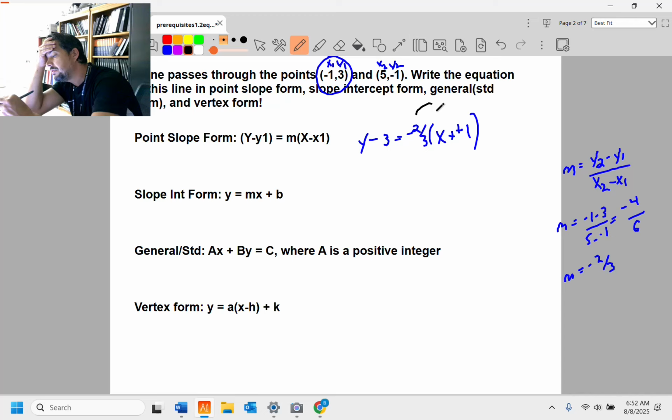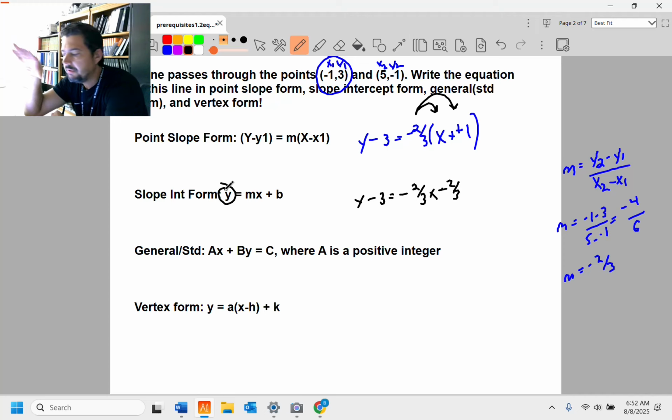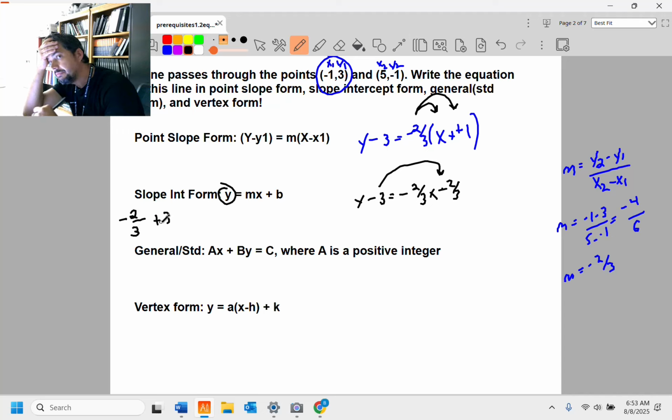So if I was to distribute that negative 2/3, I'd have negative 2/3 x minus 2/3, and it'd be y minus 3 equal to that. Remember, I need a singular y all by its lonesome on the left-hand side. All I have to do is add that 3 to both sides. So I need to figure out what negative 2/3 plus 3 is.